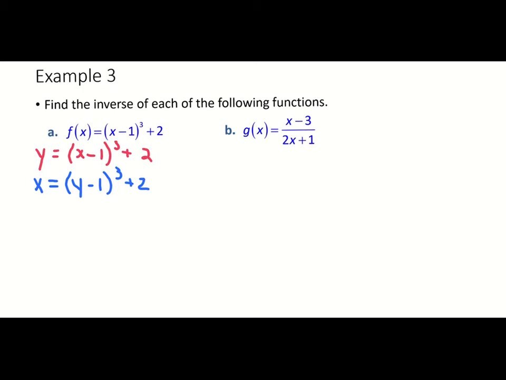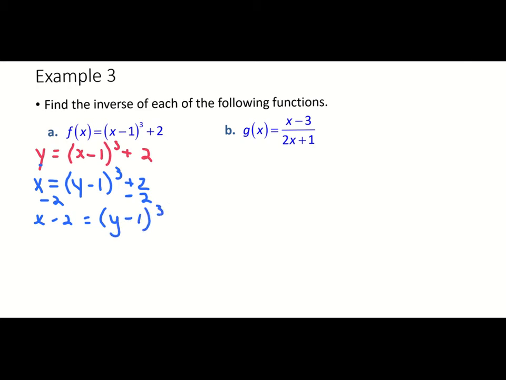Step 3 was they want you to solve the equation for y. So now we've got to make it y equals, like it was up here. To solve this, because we have that cubed root there, the first thing I'm going to do to solve for y is subtract 2 from both sides. So I'm going to have x minus 2 equals y minus 1 cubed.